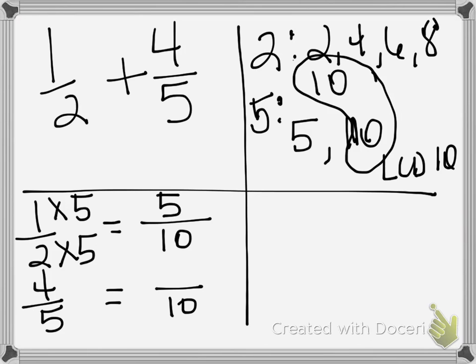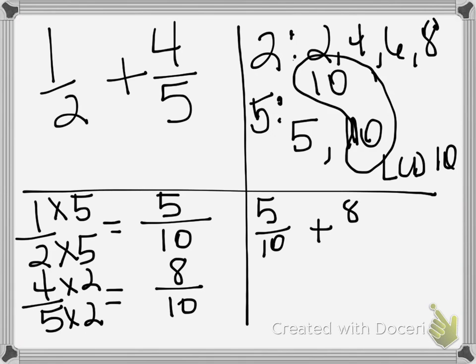4/5, I need to multiply 5 by 2. Anything I do to the bottom, I must do to the top. So 4 times 2 is 8. Now I have two fractions with common denominators. Therefore, I have 5/10 plus 8/10, which would give me 13/10.